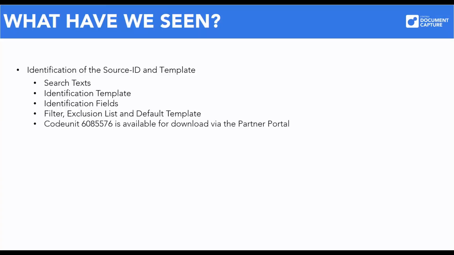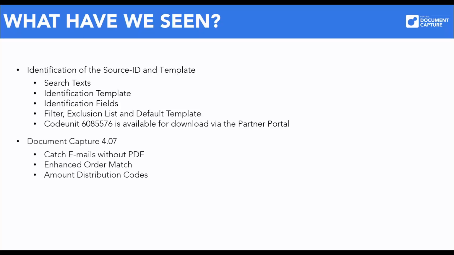Remember that an adjusted edition of Code Unit 6085576 for Document Capture 406 is available via the partner portal. And finally, we took a brief look at some of the new features in version 407.